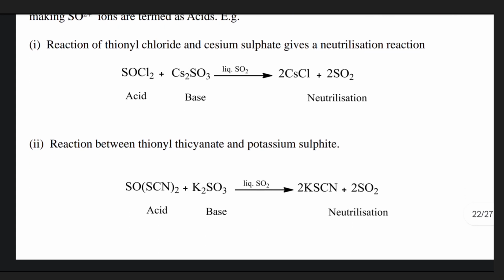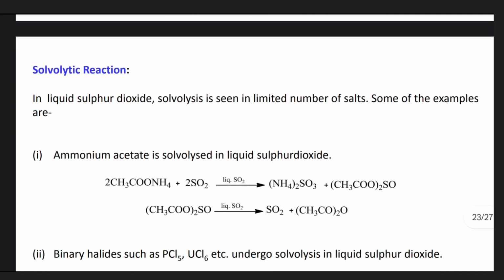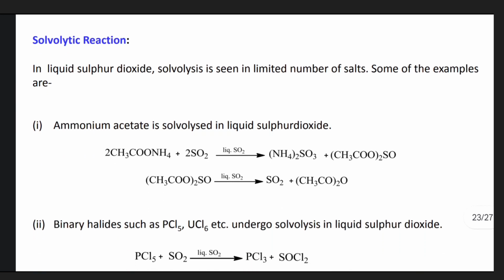Reaction between thionyl thiocyanate and potassium sulfite. So, acid plus base gives out, that is, neutralization reaction, KSCN, that is potassium thiocyanate, plus sulfur dioxide. Solvolytic reaction. In liquid sulfur dioxide, solvolysis is seen in a limited number of salts. Some of the examples are ammonium acetate, which is solvolyzed in liquid sulfur dioxide.